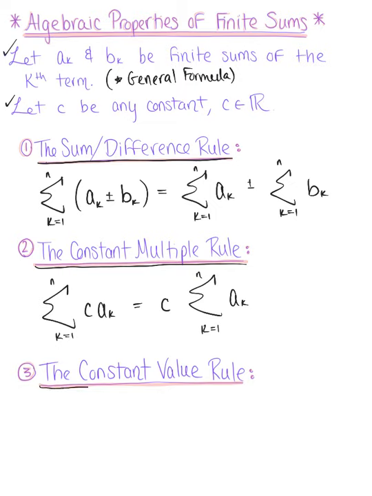Our third rule here is the constant value rule. So here, if we have the sum from k is 1 to n of just a constant c, then this is equal to that constant c multiplied by n, where n is some integer value.